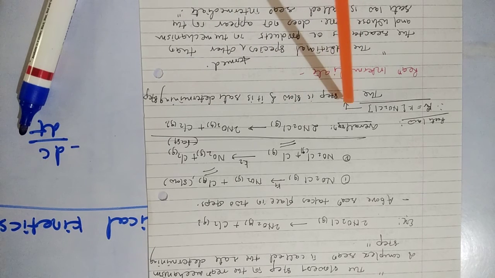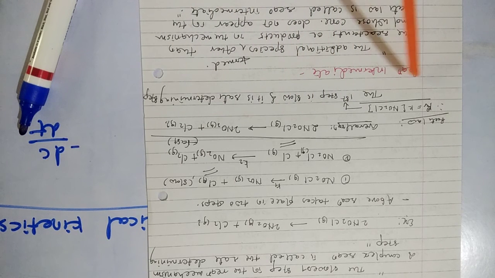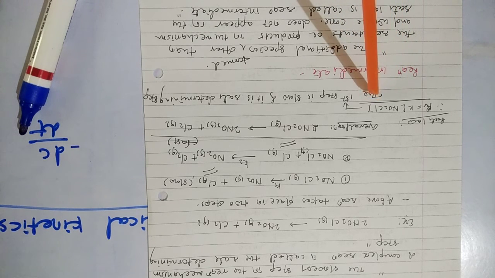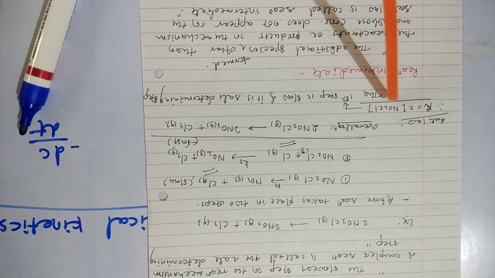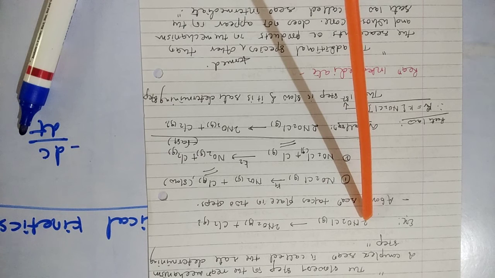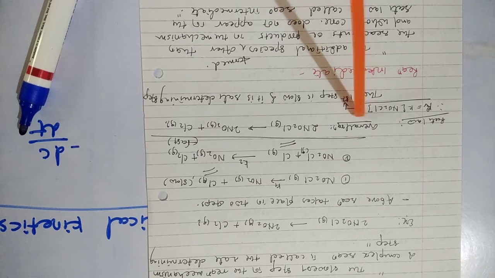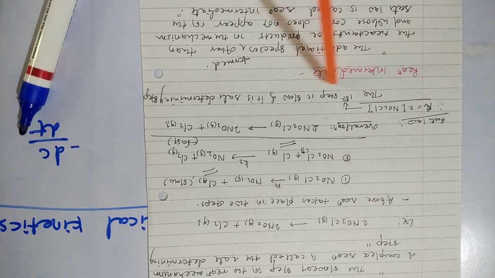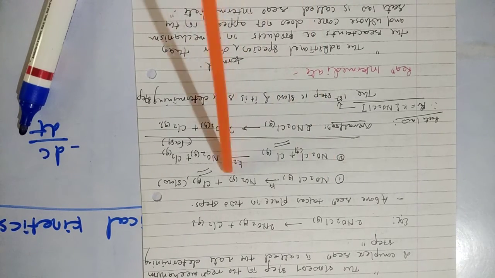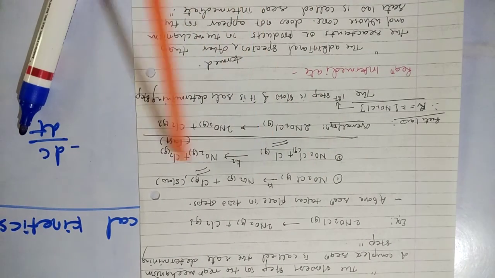So here I have written the overall reaction. The rate law for this reaction is written as K into NO2Cl. Though the molecules are 2, the order is 1, right? Here the first step is slow and it is the rate determining step. The first step is the slow step, that's why it is the rate determining step.